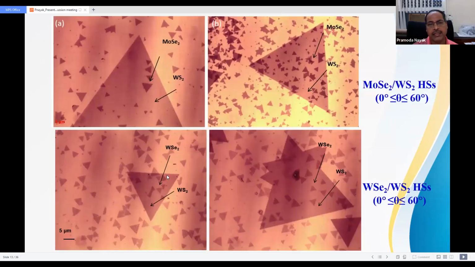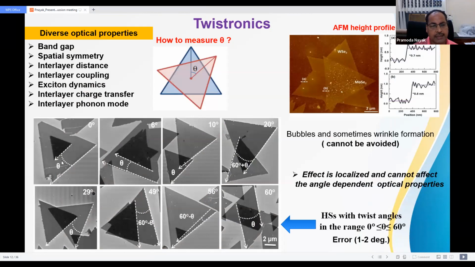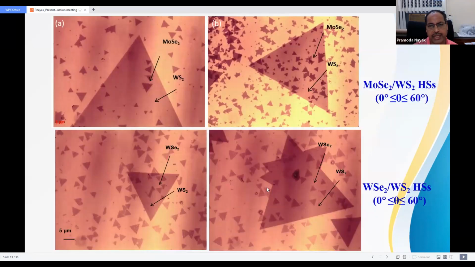And another thing is a trick. Whatever I discussed earlier was about flakes of similar dimension. But if you take flakes of dissimilar dimension, one a larger flake and another a smaller flake, then from a single domain you can get all types of heterostructure. You can see, you can get 0 degree, you can get 60, and all the different angles. This is the MoSe2 to WSe2 heterostructure. This is the WS2 to WSe2 heterostructure.